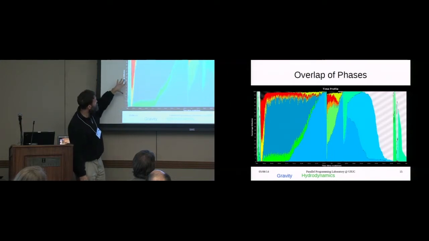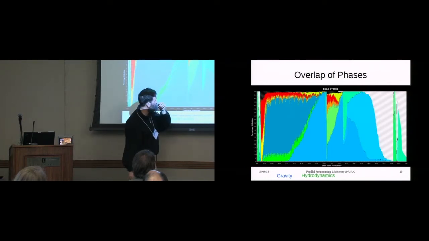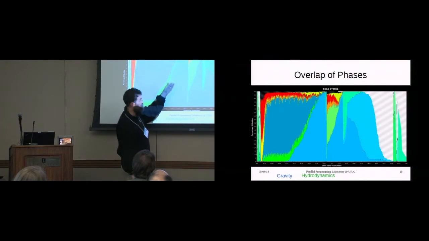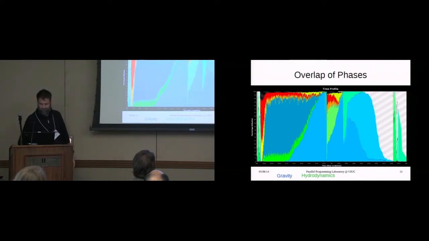And so you can see how Charm is able to overlap communication. This is getting the long-range forces from gravity with the computation, which is in blue. A little bit of a load balance problem here, but very good utilization by overlapping the various stages of the computation.